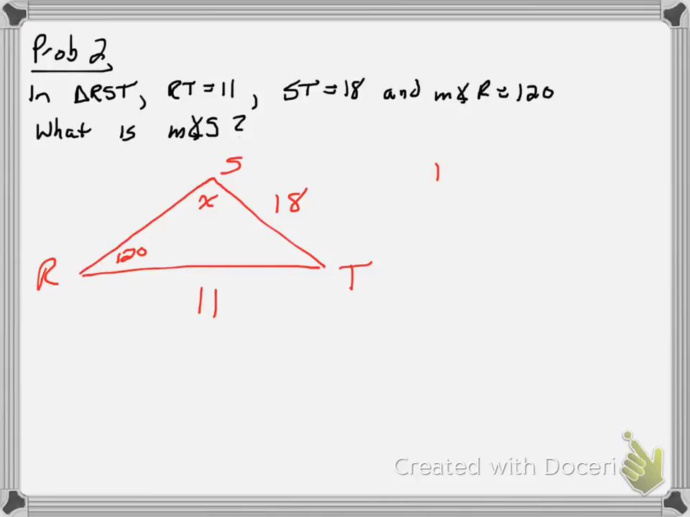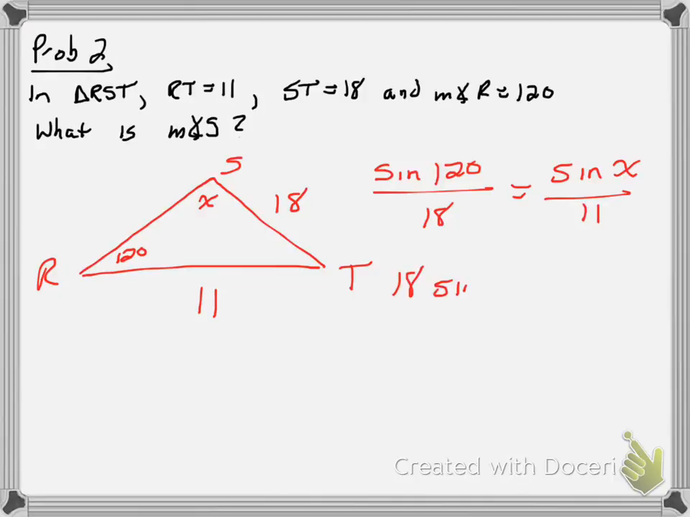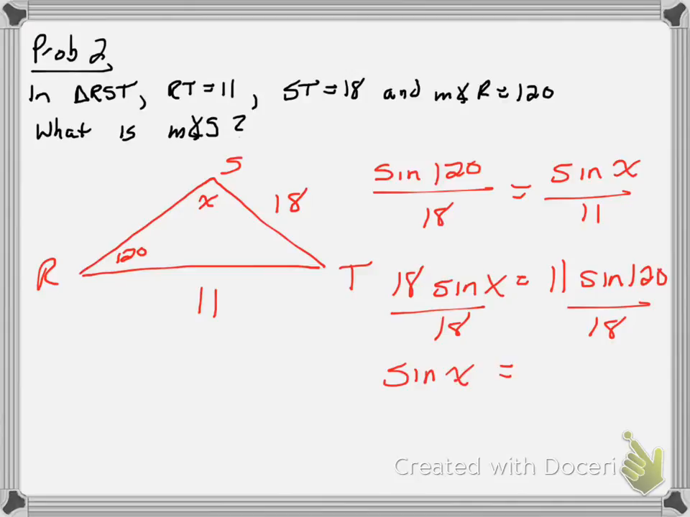Again, angle R, which is 120, so the sine of 120 divided by 18, because that's opposite the 120, equals the sine of X divided by 11. Cross multiply, you end up with 18 times the sine of X equals 11 times the sine of 120. Divide by 18, you end up with the sine of X. Again, punch in your calculator, 11 sine of 120 divided by 18.